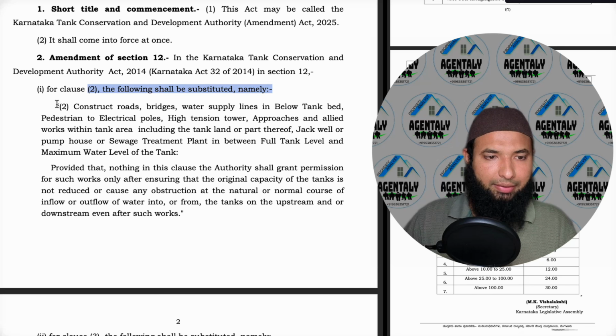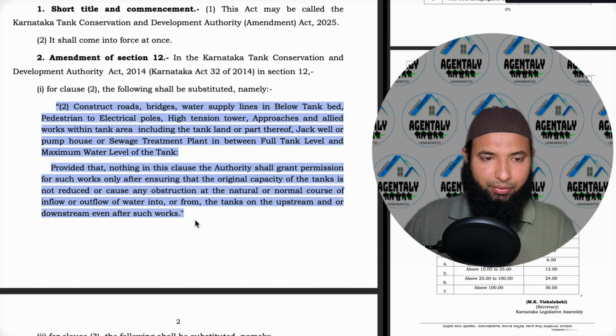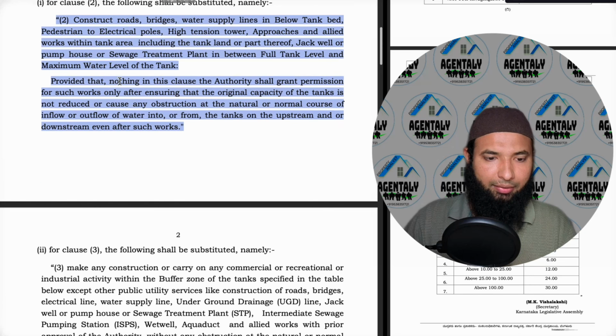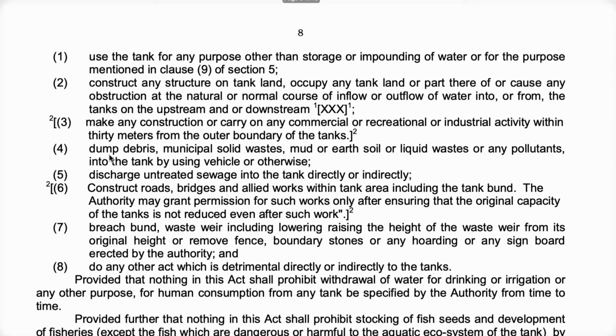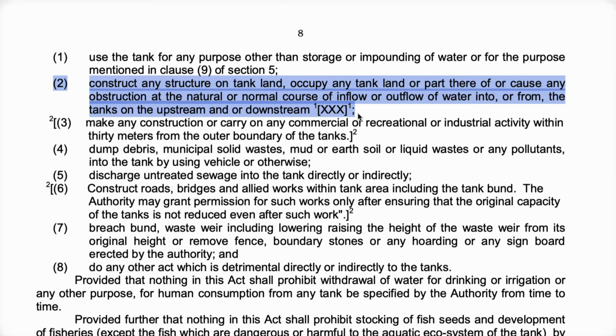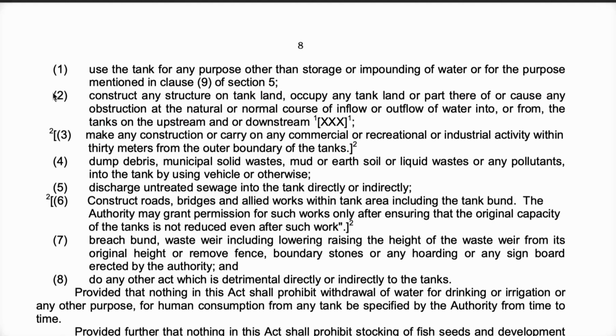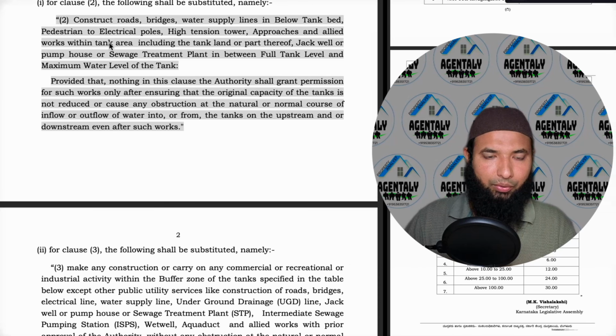So here we can see this is going to be substituted, meaning this is going to be a new entry substituted here. The second one which you see is also going to be substituted. This portion is going to be substituted with this portion.